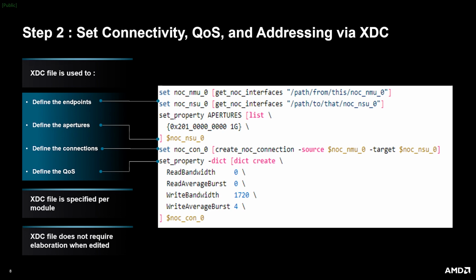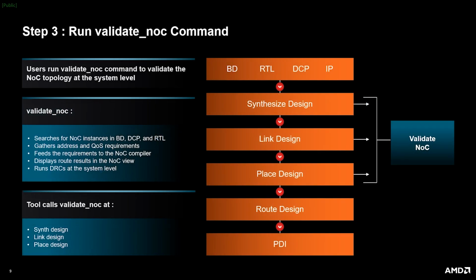The next line creates a NOC connection between the NMU and the NSU and stores it to a variable called NOCCon0. Finally, the setProperty command provides all the QoS properties related to the connection. With this XDC, we found the NMUs and NSUs in the design, created connections between them, and applied the QoS constraints to those connections. So how does this all get aggregated together?